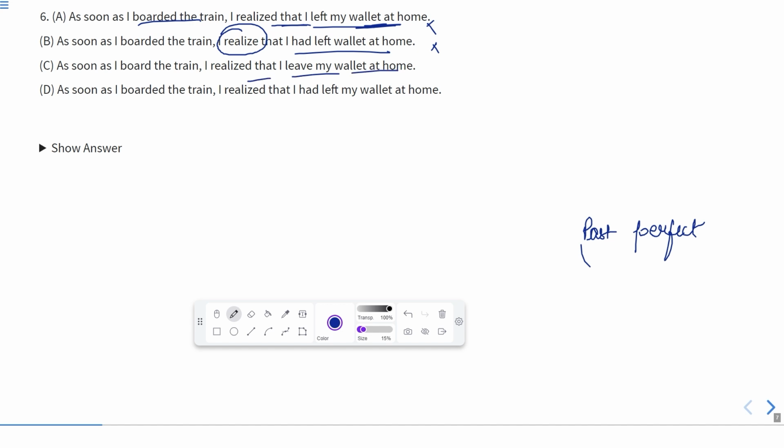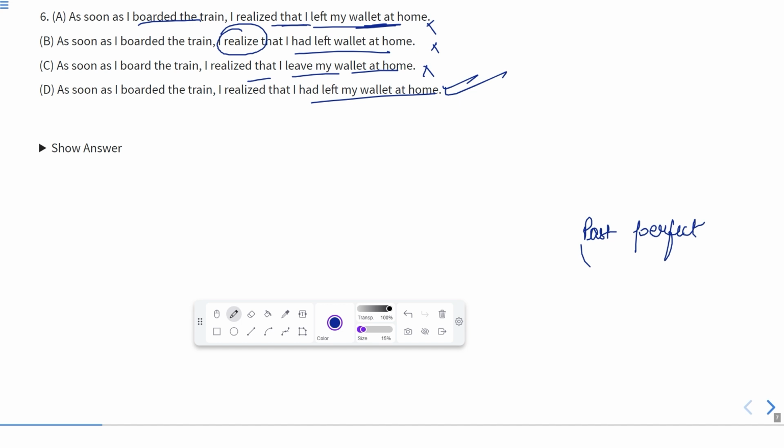Now every sentence in this, every part in this is in present tense, whereas we are talking about the past. Therefore, this sentence is also incorrect. Now let us look to the last sentence. As soon as I boarded the train, I realized that I had left my wallet at home. Now this sentence is absolutely correct, as each and every part in this sentence is correct grammatically.